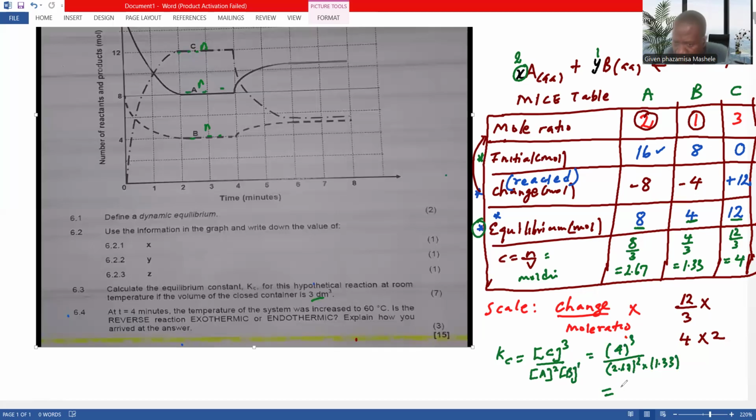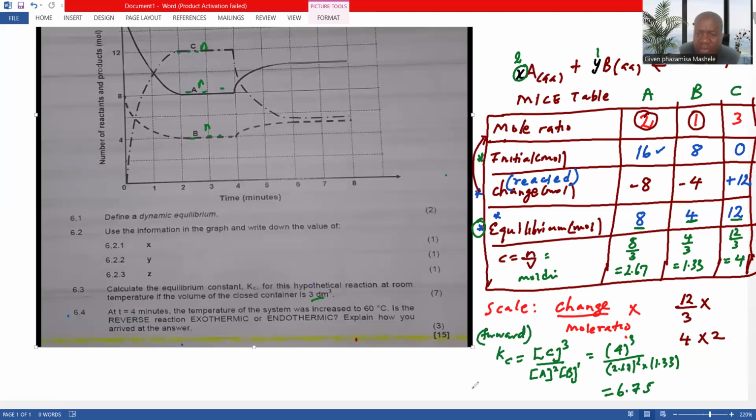4 cubed over 2.67 squared times 1.33. This will give us 6.95. I'm saying 6.75 if I'm not mistaken. 2.67 is the A squared, 1.33 is the B. Then the C is 4 cubed, which is just 6. Then mark that. Now, this is the Kc for the forward reaction.